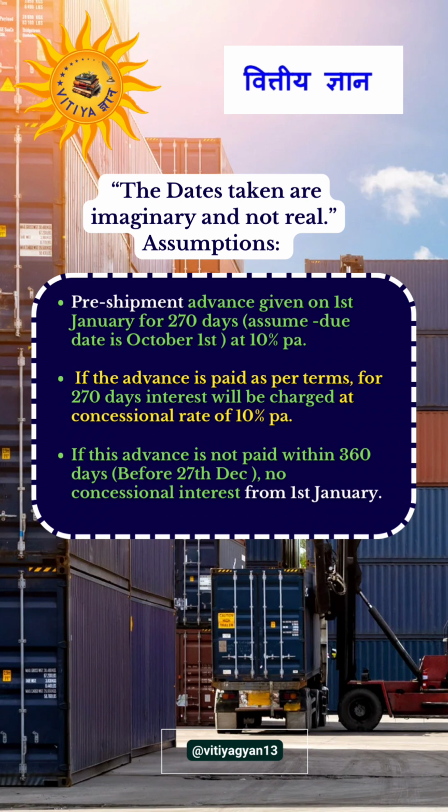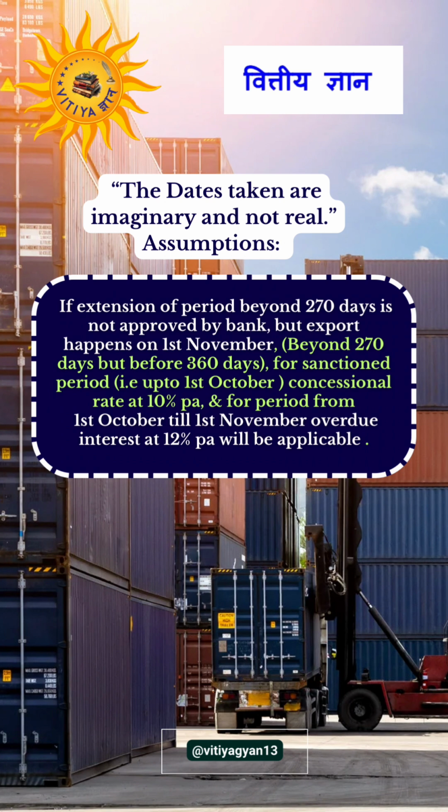If the advance is paid as per terms for 270 days, interest will be charged at the concessional rate of 10% per annum. If this advance is not paid within 360 days, assuming before 27 December, there is no concessional interest from January 1st. If extension of the period beyond 270 days is not approved by the bank, but export happens on 1st November, that is beyond 270 days but before 360 days, then for the sanction period up to 1st October, the concessional rate of 10% per annum applies, and for the period from 1st October till 1st November, overdue interest at 12% per annum will be applicable.